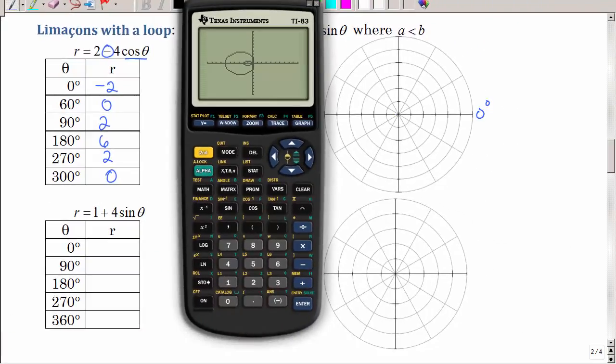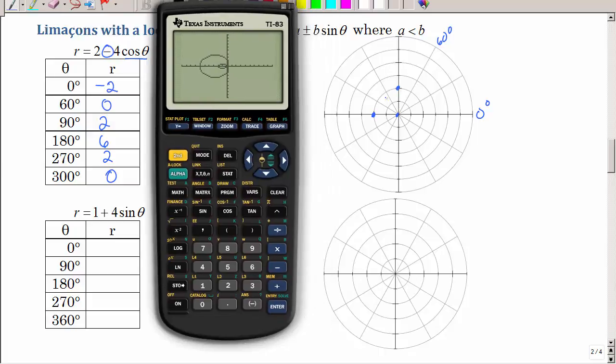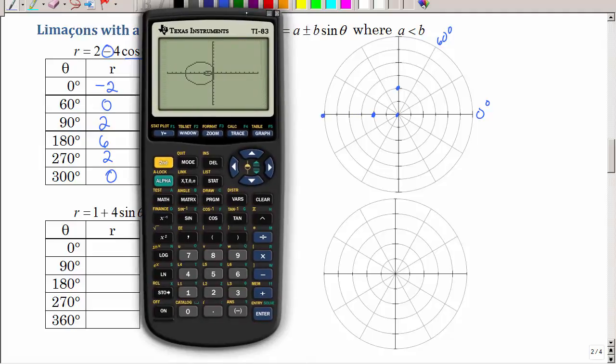Remember, at 0 degrees, instead of going towards 0, we're going to go backwards, so that's 0, negative 2. This is 60 degrees. We're going to be back at 0. At 90, up at 2. 180, let's see, 180 at 6. 1, 2, 3, 4, 5, 6. Because this is 180 degrees.